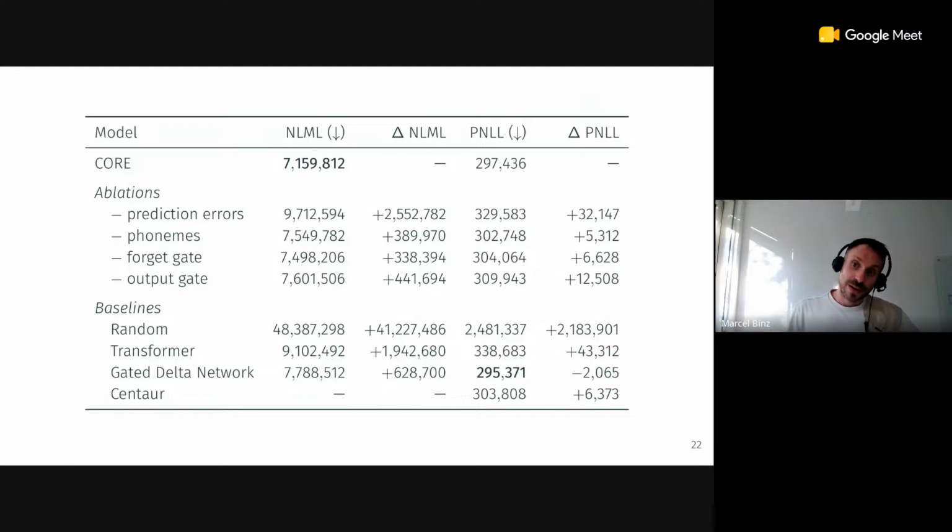But then we also look at predictive negative log likelihood on a holdout test set. And here we see a similar picture. Removing each of these components makes the model worse at predicting human behavior. We are again significantly better than a random baseline model and a transformer model. In this case, the gated delta network is slightly better than the core model at predicting human behavior, but really the difference is quite marginal. And what is perhaps really interesting is that the core model that we trained from scratch on this large dataset is actually better at predicting human behavior than the Centaur model, which is a pre-trained model plus trained on a similar large-scale dataset. So it's quite cool that we can train these models from scratch and get models that predict human behavior really well.